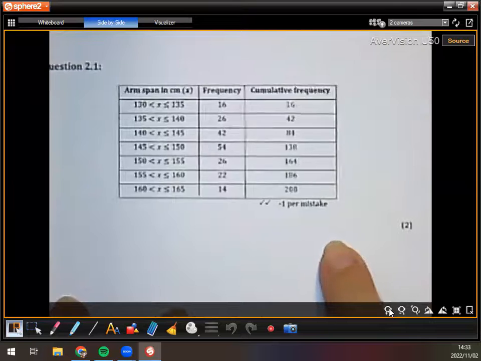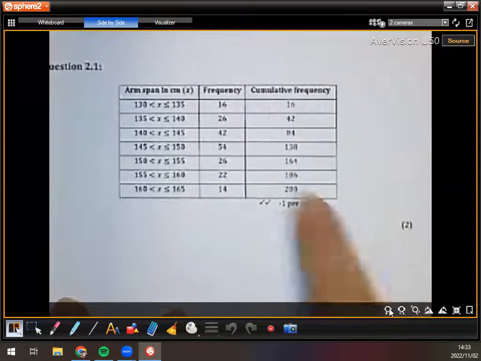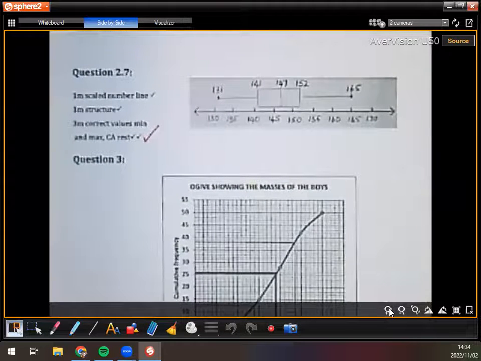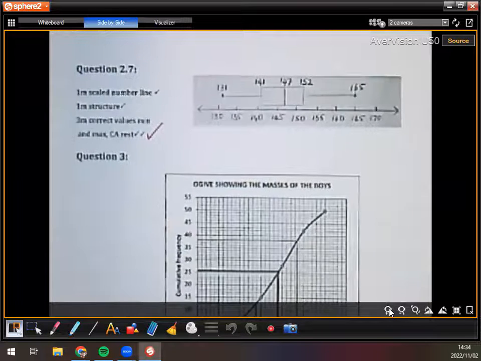This is fine if everyone got these two. We just had to do the cumulative frequency. This is obviously just the stuff that's on the data sheet, or the diagram sheet, sorry. But yeah, we'll look at the rest now.